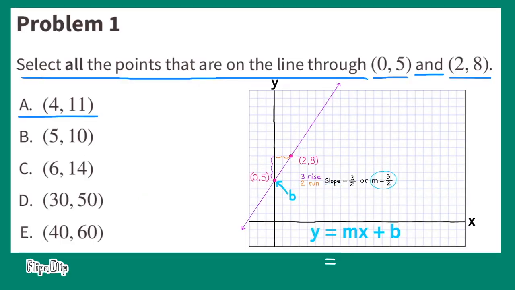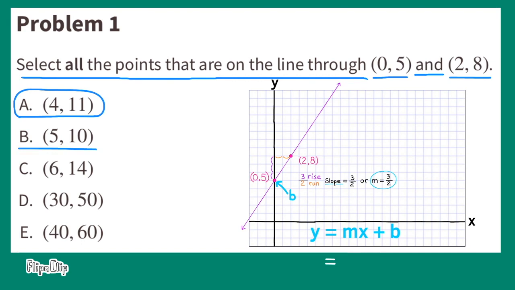A, coordinates 4 and 11. The y coordinate is 11, so we can substitute the y with an 11. Bring down the equal sign and the slope times the x coordinate value, which is 4, which is also 4 over 1. And since the y-intercept is 5, instead of plus b, we'll substitute it with a plus 5. 3 times 4 equals 12. 2 times 1 equals 2. 12 divided by 2, or 12 halves, equals 6. And 6 plus 5 equals 11. And since 11 equals 11, we know that the coordinates 4 and 11 are a point on the line.